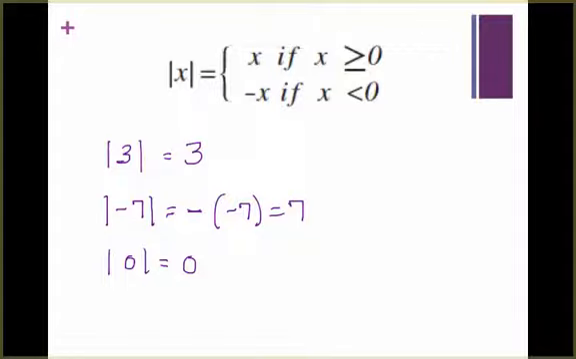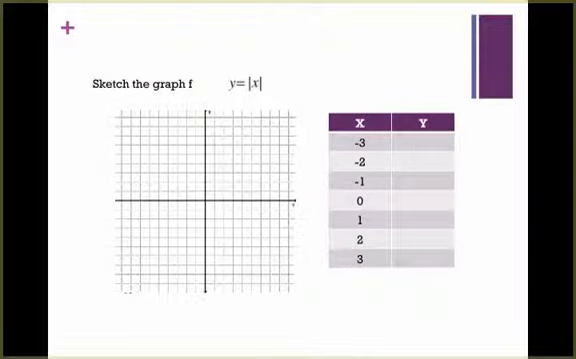Now we're going to spend some time looking at the graph of the absolute value of x. Say we wanted to sketch the graph of y equals the absolute value of x. So what we're going to do is make a table of values here. I've already filled in some x values, and let's get their corresponding y values. So if I let x be negative 3, I'm going to get that y is equal to positive 3. If x is negative 2, y is equal to 2. Negative 1 will give us a value of 1. 0 would give us 0. 1 gives us 1. 2 gives us 2. And 3 gives us 3.